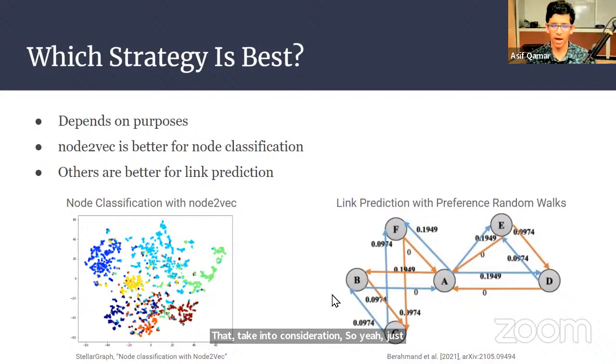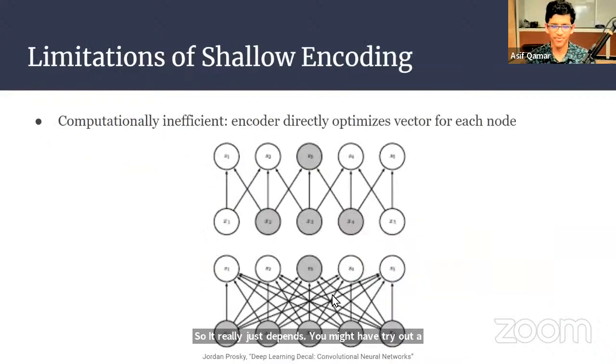Most of the homophily ones, most strategies tend to fall in the middle, unlike walklets or SupportVectors. So it really just depends. You might have to try out a couple of different libraries to get what you want.